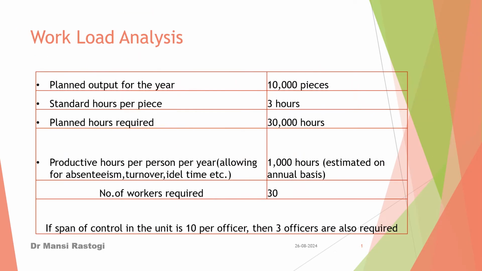The third method is called workload analysis. As every organization has the problem of absenteeism or turnover, and also has some projected output for the year, the company tries to calculate the number of persons required for the various jobs to a planned output after giving weightage to factors such as absenteeism and turnover, as given in the slide.